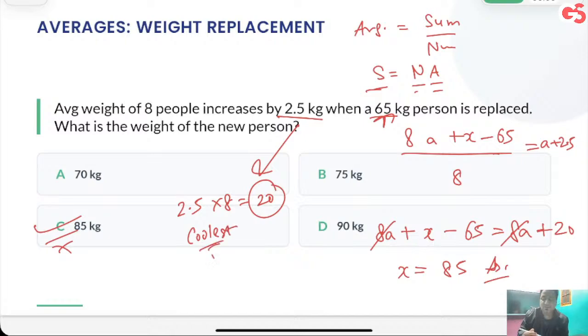All right. So all I'm saying is that if a 65 kilogram person got replaced by a 65 kilogram person only, the average won't change. But because it has changed by 2.5 kg, and average is something that is shared by everyone, so 2.5 kgs extra for 8 people makes it 20 kilograms more than the person who was replaced. That is 85. Is that clear?